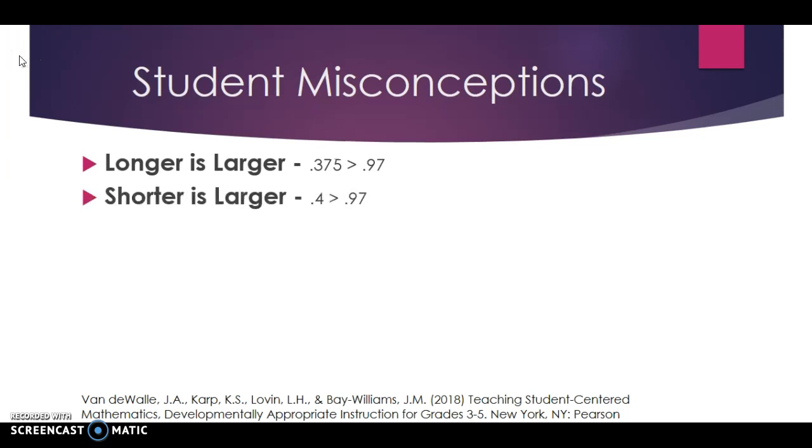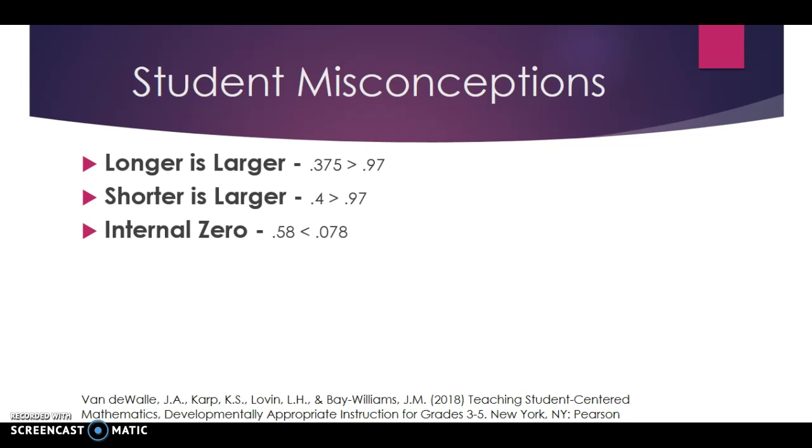2. Shorter is larger. With the digit 4 tens compared to 97 hundredths, students decide that the 4 tens is greater value. To help students with this concept, students can create representations of these two decimals and ask themselves, is any amount of tens larger than any amount of hundreds?